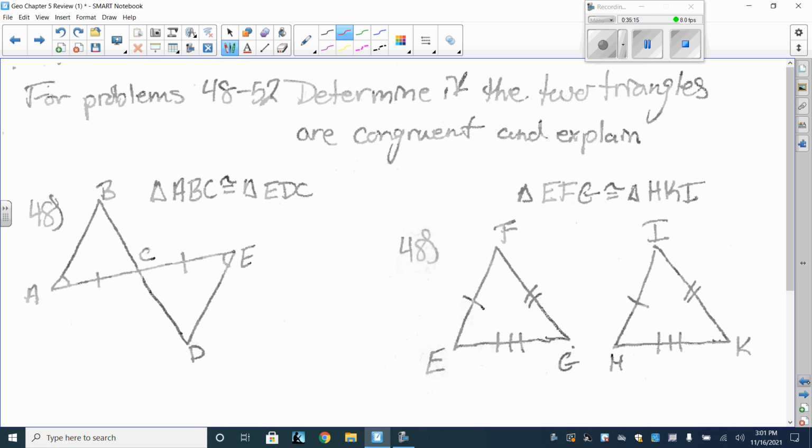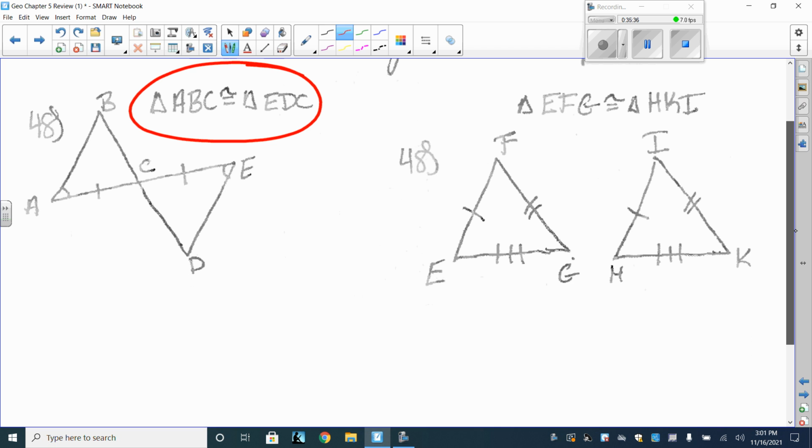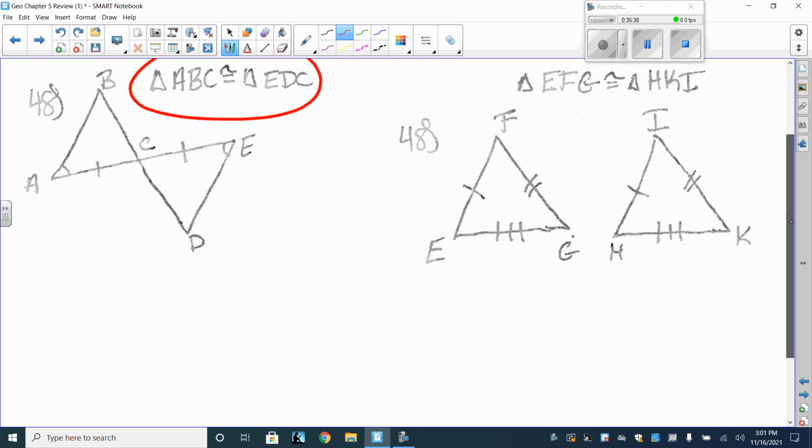Questions on 48 through 52, because I feel like these are the last set, aren't they? So this here determines the two triangles are congruent and explain, because we're not just determining if they are congruent, but we also have to make sure that the statement is true. Because let's look at 48. So can we say that these two triangles are congruent in this 48 here? Yes, because we do have side, side, side, yes?